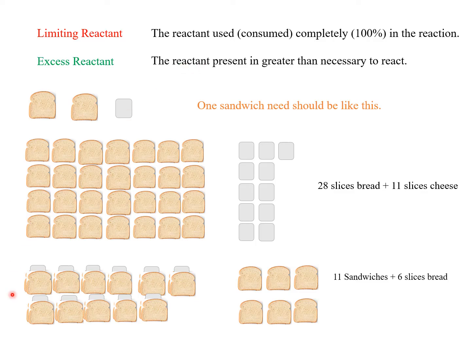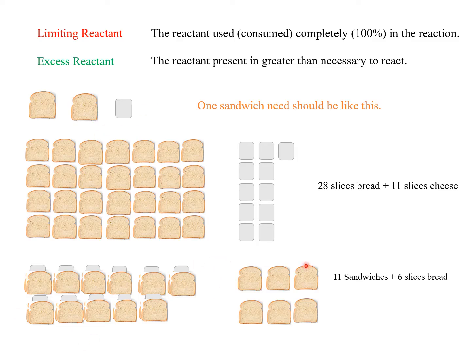Let's take an example, making sandwiches. So this is the normal process. We are making a sandwich with 2 slices of bread and 1 slice of cheese. Now let's see what the available amounts are. We have 28 slices of bread and 11 slices of cheese at the beginning. Now you need to figure out how many sandwiches we can make according to this process. 2 slices of bread need 1 cheese slice.